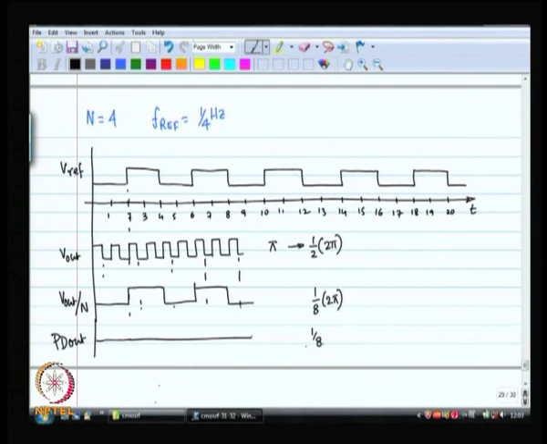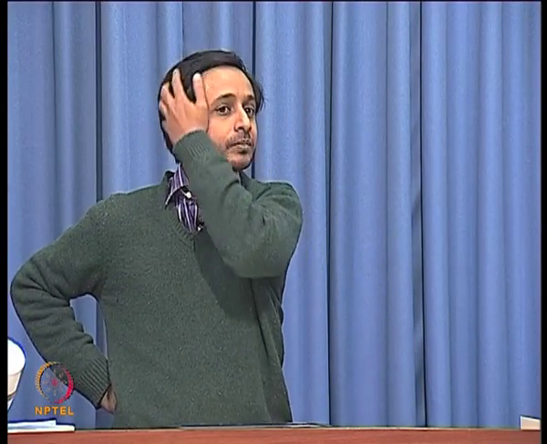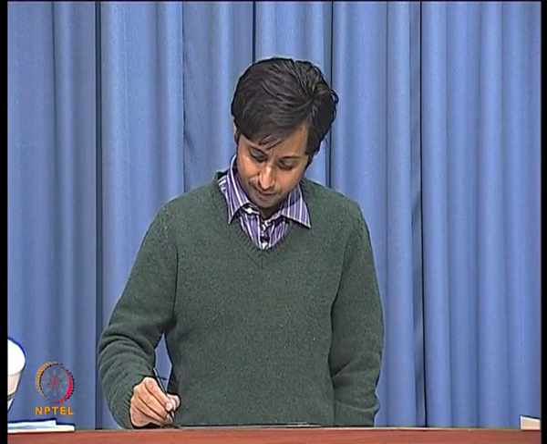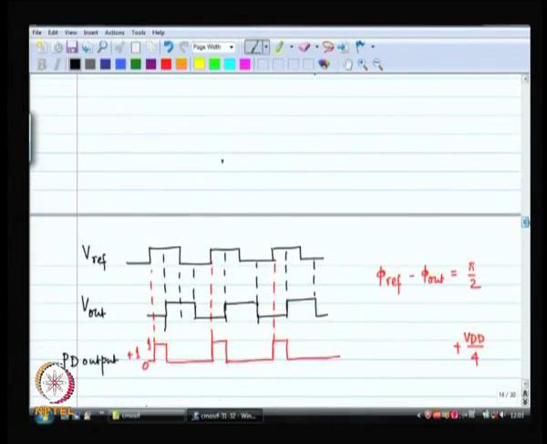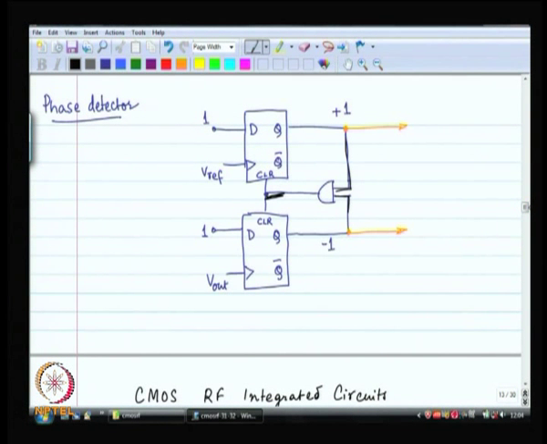So, the PD output would remain 0. Does it remain 0? Or do you see something? Is the PD output 0? Well, recall that up and down of the phase detector are both going to be equal to 1 for a brief amount of time if both the clock edges come together. So, suppose V ref and V out have their edges together. So, when both the clock edges come at the same time, both of these outputs, up and down outputs, become 1 at the same time.